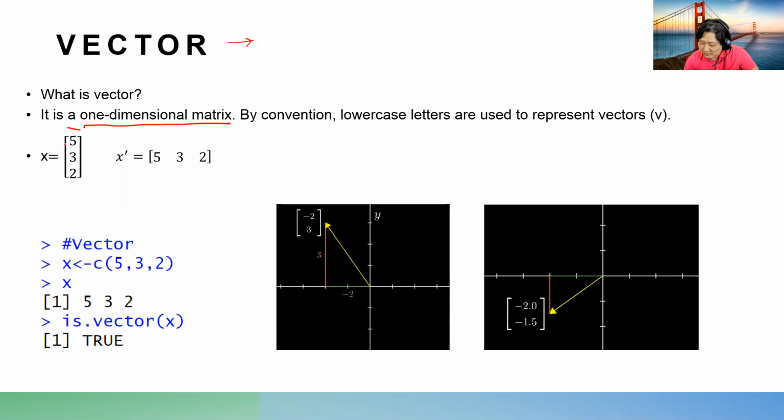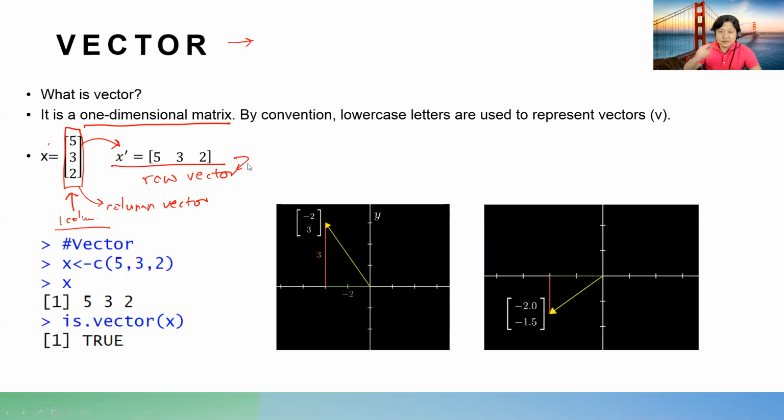So in this case, we have only one column, right? 5, 3, 2. This is a one-dimensional matrix. In this case, this is one column, right? This is a vector. And if it is transposed, we'll learn about the transpose pretty soon, this will be the row vector. So this is a column vector, and this is a row vector. Okay. So let's look at this.